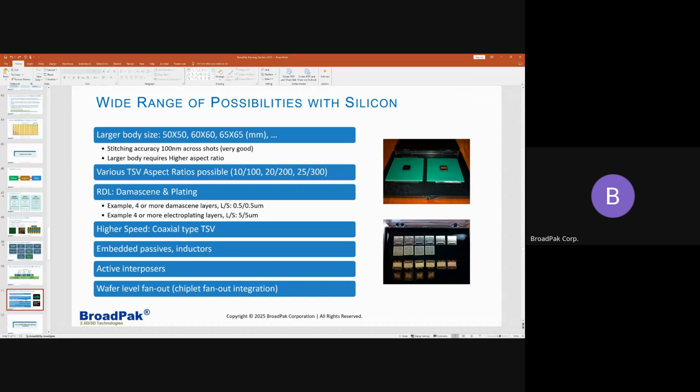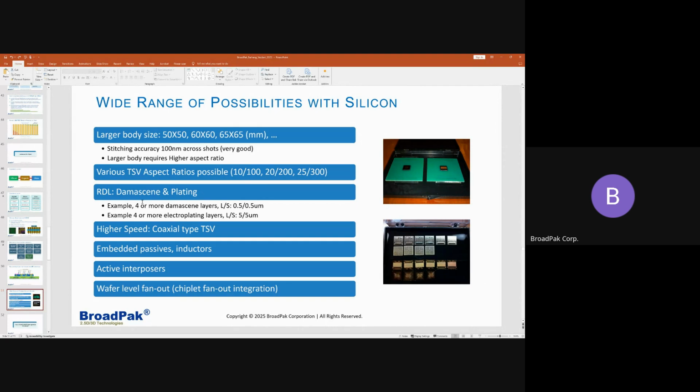So the silicon, there are a wide range of possibilities. You can go to a large body size, 50 by 50, 60 by 60, or on and on. And the question that you could possibly ask is how can you achieve such a large body size for the interposer? Keep in mind that we can always stitch the reticles together. So you can stitch 2 reticles with 100 nanometer across the shot. And then, of course, when you increase the interposer size, you want to make it thicker, right? So that's going to increase the aspect ratio. So now we can make through silicon via with 10-100 aspect ratio, 20-200, 25-300, etc.